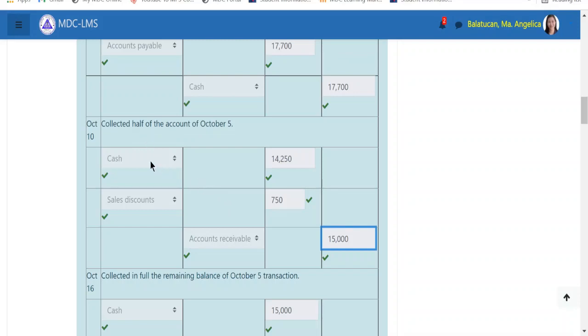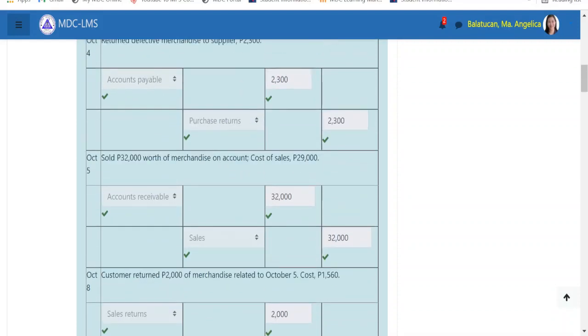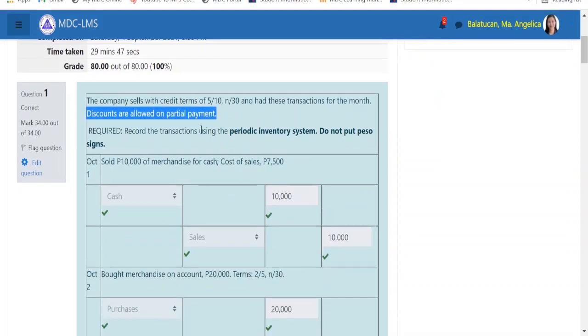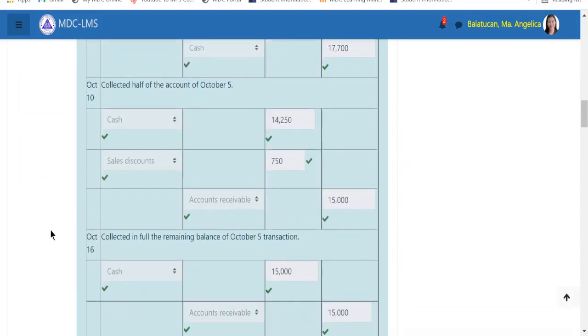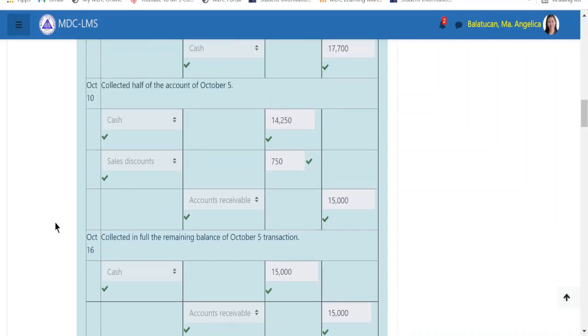Then debit cash and debit sales discount. Why is there a debit to sales discount, ma'am? Because according to the original transaction above, discounts would be allowed on partial payment. Okay, discount will be allowed on partial payment. So even if half of the account was collected, since the entity will allow for discounts, then we will give discount. But how much will be the extent of our discount? Only for the amount of 15,000.